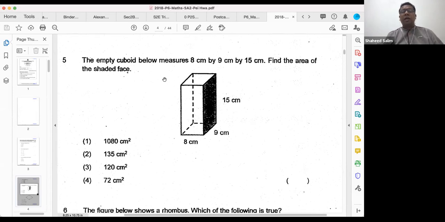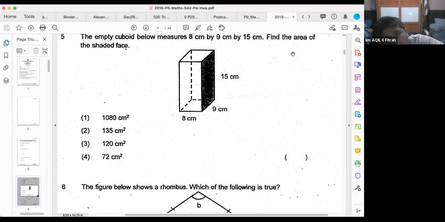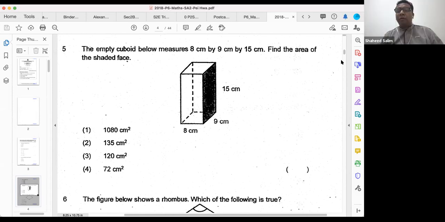Okay, now this one may be tested. Remember, primary 5 volume is tested. This is primary 5 volume. You can do this. Izzat can do this also. Find the area of shaded part. This is the area actually.